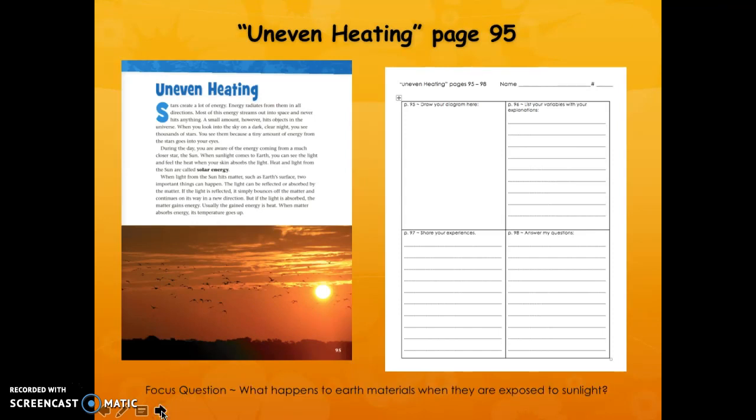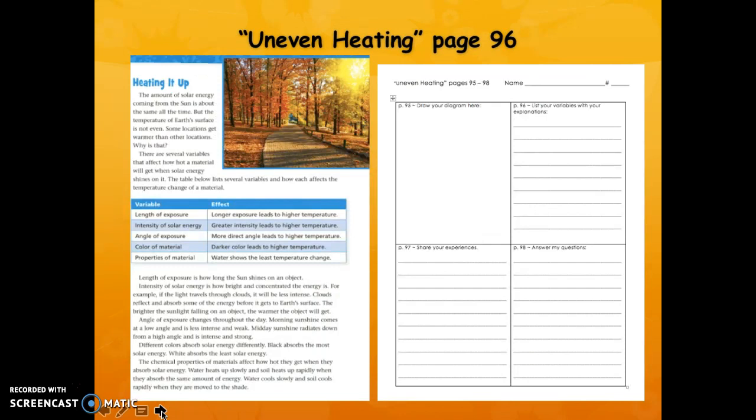Keep in mind now that our focus question for this whole section that we're working on right now, the last few days, including today, is what happens to Earth materials when they are exposed to sunlight. You don't have to do anything with that question right now, but just kind of tuck that away in the back of your head. All right, move on to page 96.